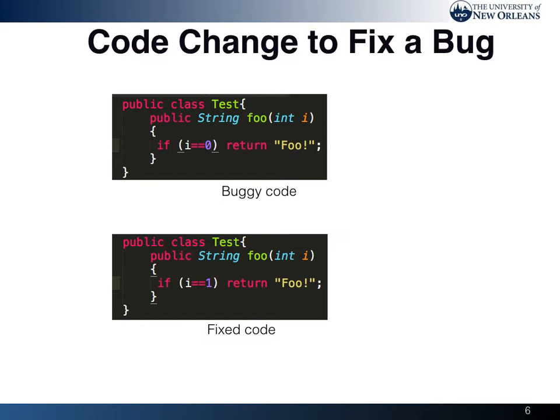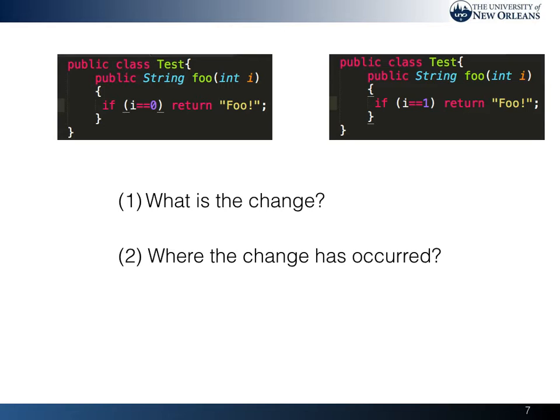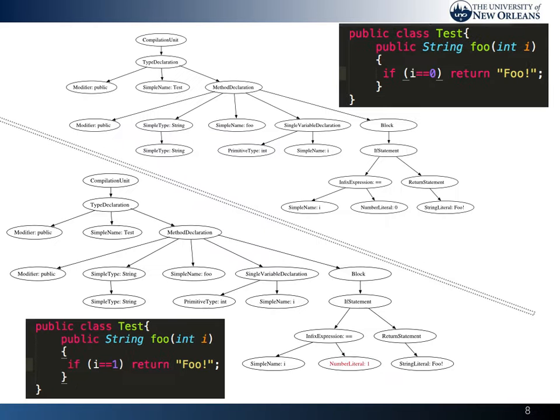Let us assume that to fix a bug, the source code is changed. Here we see that 0 is replaced with 1 to fix the bug. For this study, we need two pieces of information relating to the bug fix change. Number one is what is the change to fix the bug, what change has occurred.